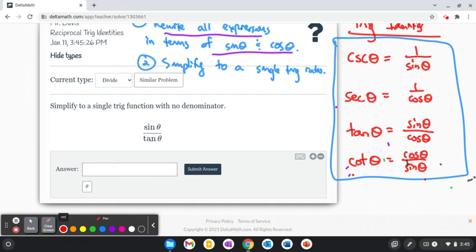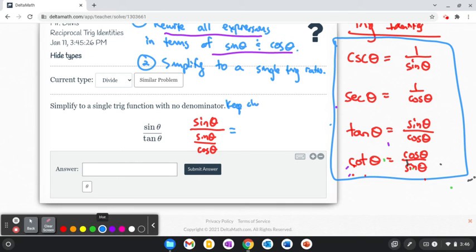So our first question, we've got sine theta over tan theta. We're going to still rewrite it into sines and cosines. Sine we obviously don't need to change, but the bottom we do need to change into sine theta over cosine theta. So we get what's called a complex fraction. With a fraction inside a fraction, we don't want to leave it that way. So this is where we keep, change, flip.